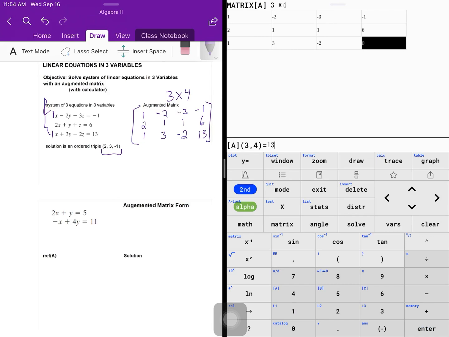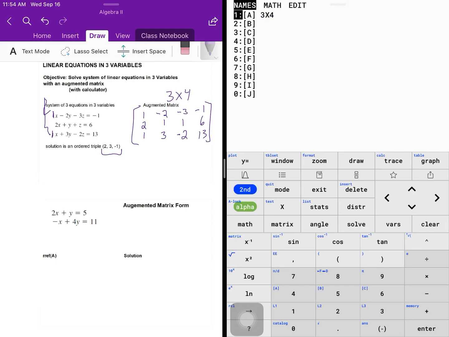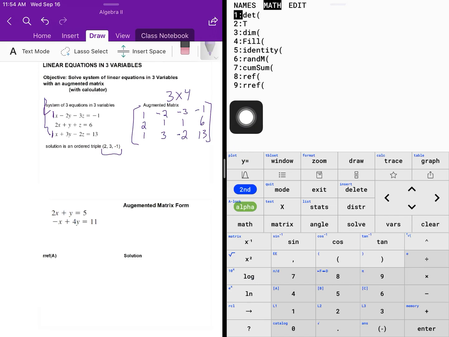Now, chances are if you mess anything up, it's right here. You forget to put in a negative sign or you put a number in the wrong spot. I'm going to go back to the main screen. So again, above the mode, you see in blue is quit. So second mode to quit. And now I'm going to go back to that matrix menu. But this time I'm going to go over to the middle to math. And I want option number 9.